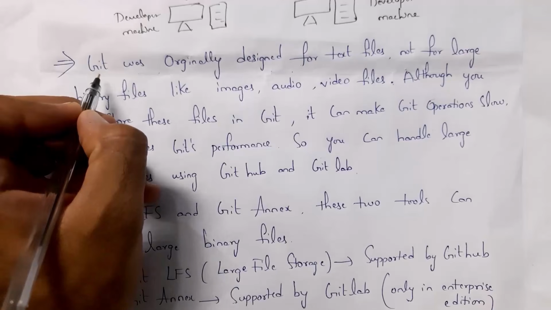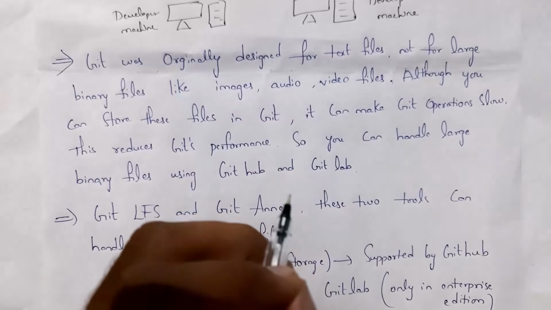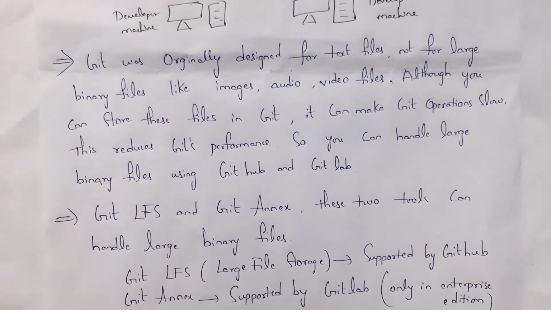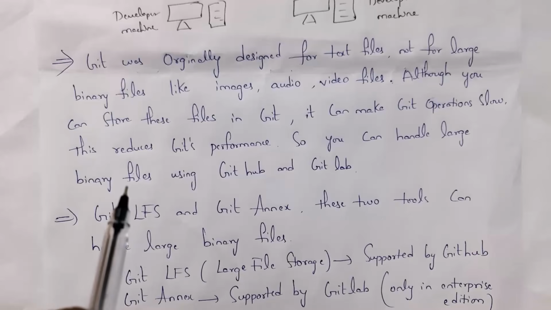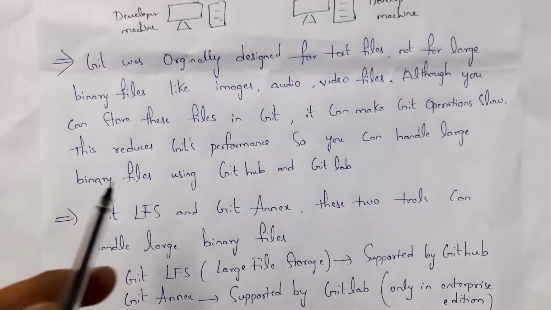Guys, Git software is mainly designed in order to store text files. But if you want to store large size binary files like images, audios, videos in Git software, then your Git software will become slow and it will decrease performance. So if you want to store large binary files like images, audios, videos, then you can use GitHub and GitLab.